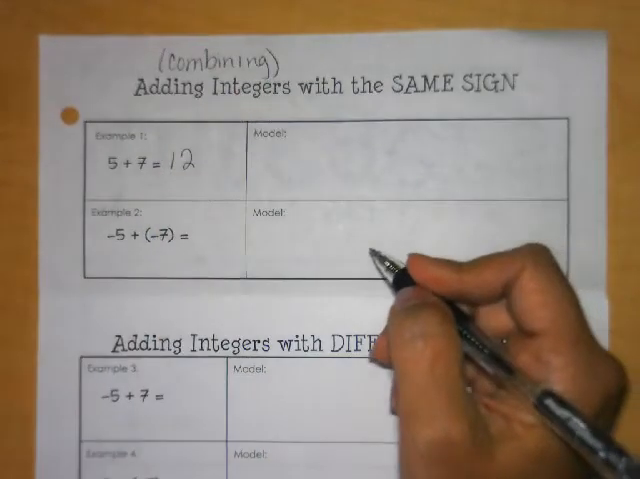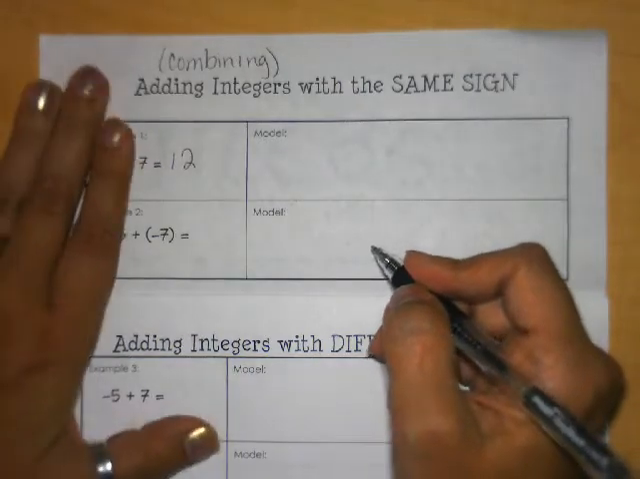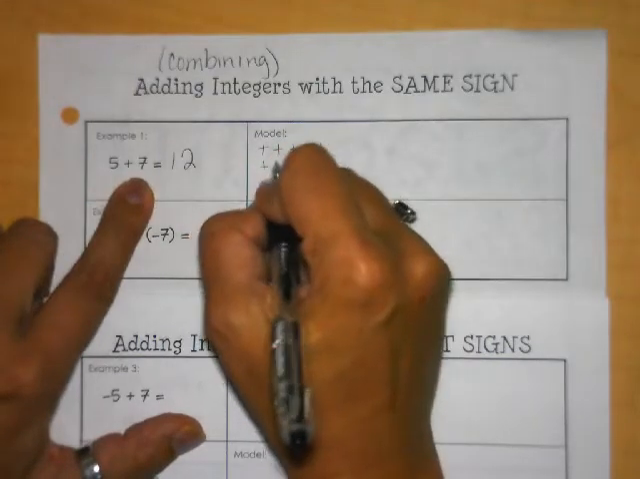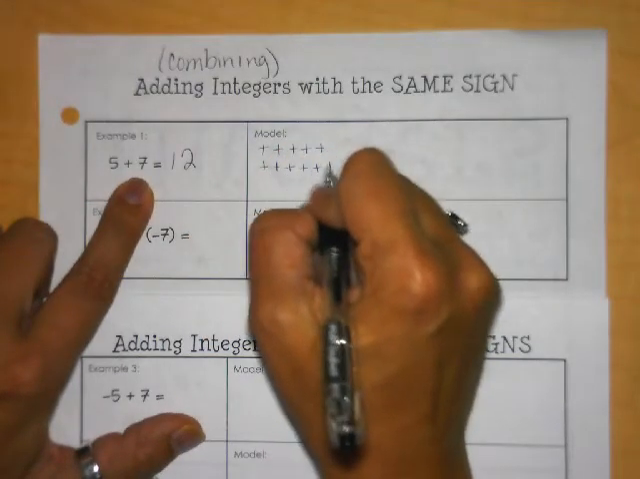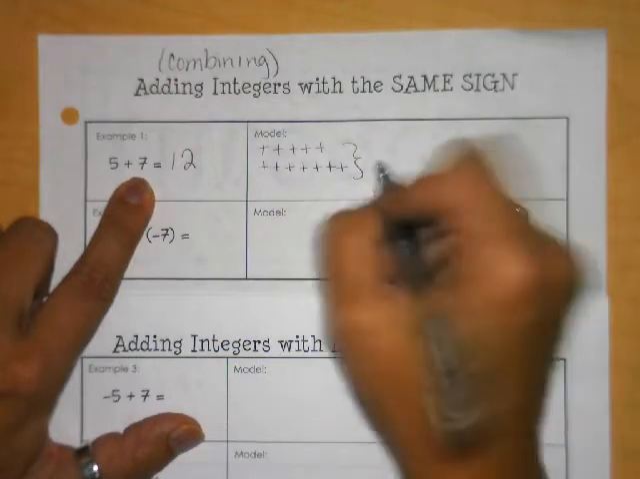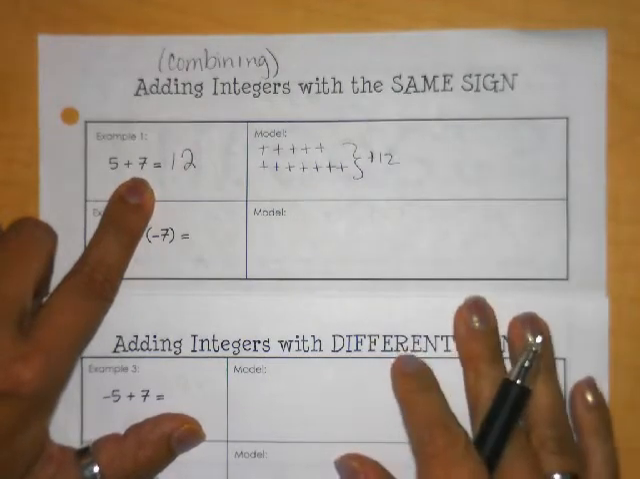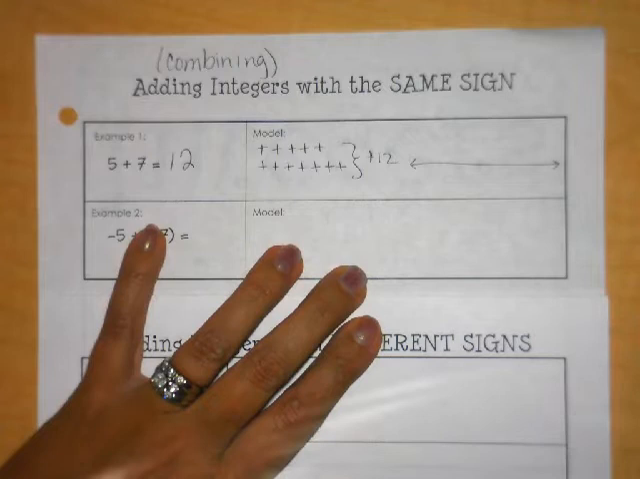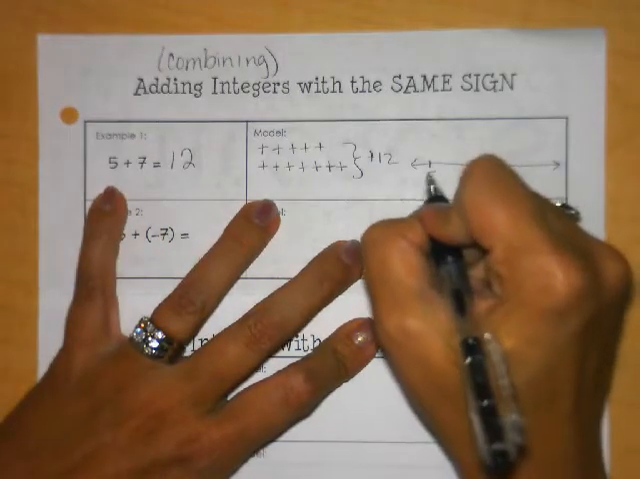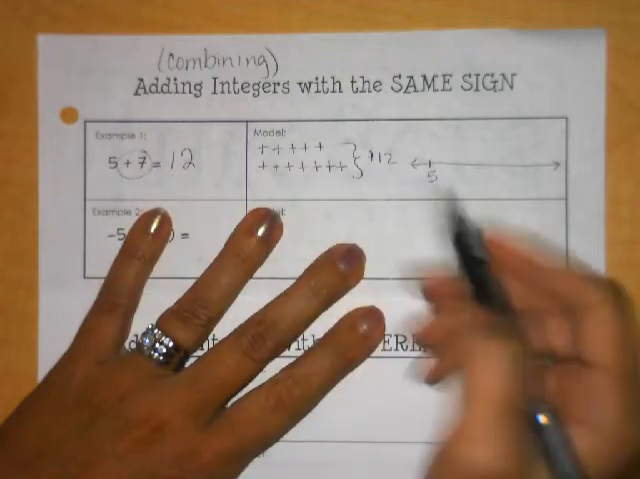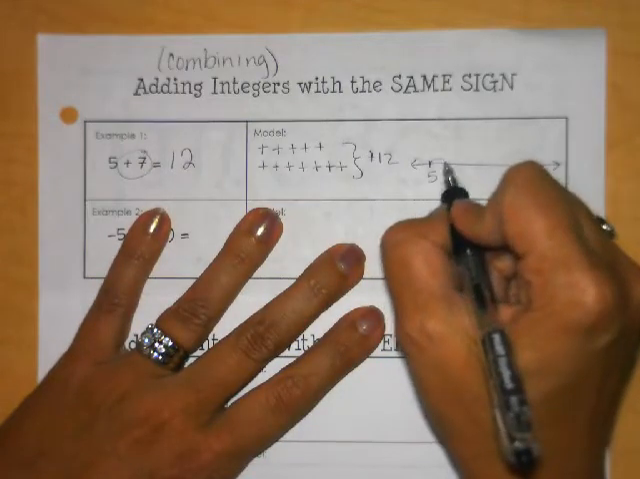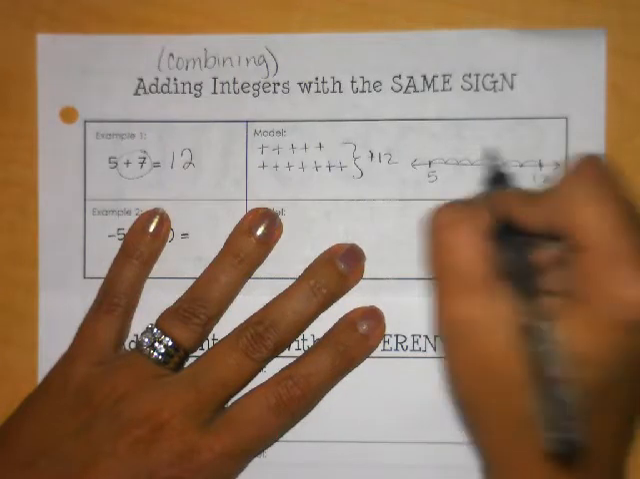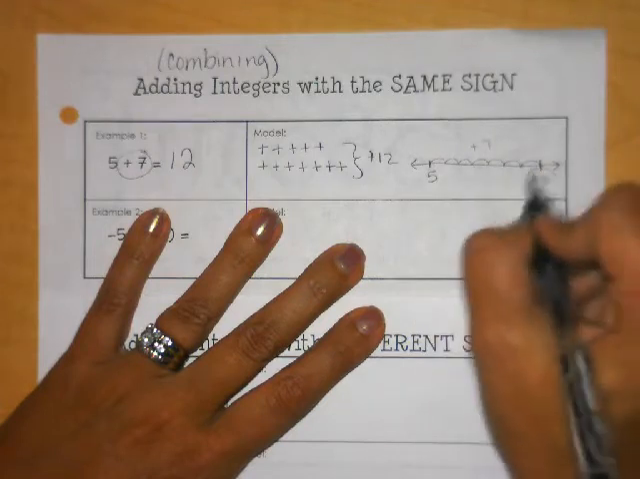We can do this in a couple of ways. We could use markers, so I could say I have 5 positives, and I have 7 positives, and altogether I have 12 positives. We could use a number line where I am starting at the 5. And because this is a plus 7, plus is to the right, so I can count 1, 2, 3, 4, 5, 6, 7. And I know that I will end up at 12. So this is me adding 7, and I'm ending up at 12.